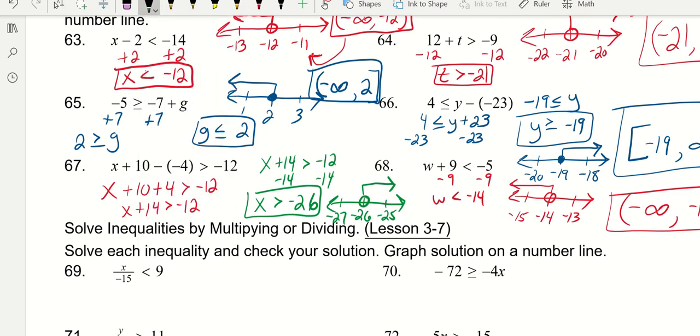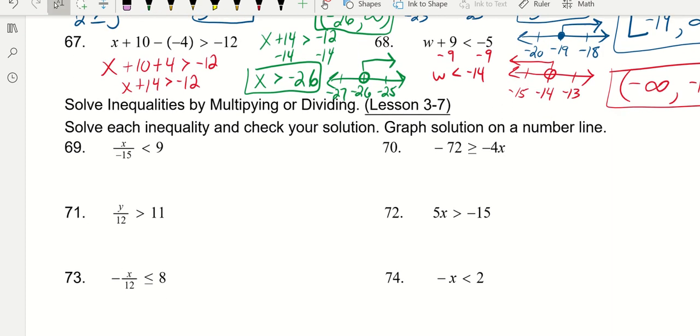Number 67, negative 26, is that the high end or low end? It's the low end, right? It's the point furthest to the left. It's an open circle, so it gets a parenthesis. And it goes to the right forever, so infinity is the high end. Infinity always gets a parenthesis. There we go. So there's your interval notation as well.